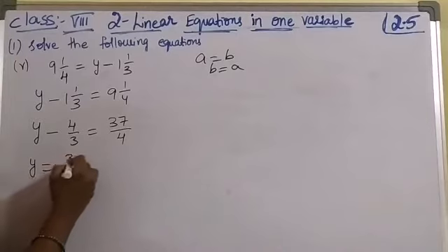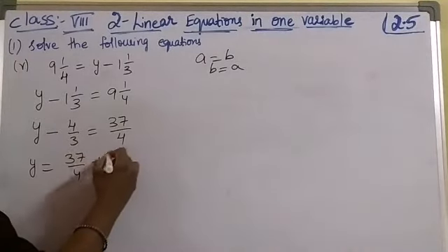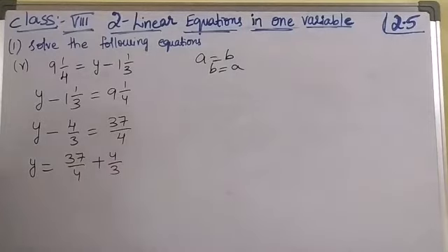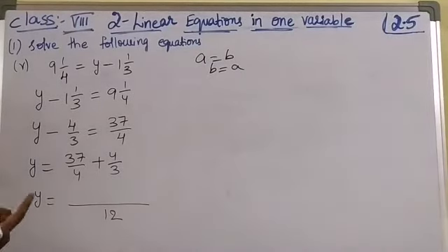So y equal to 37/4 minus 4/3, when it transposes to the other side it will become plus 4/3. Now we should go for LCM. 4 and 3 LCM is how much? 12, because 4 and 3 are co-prime numbers, right? Now 4, how many times will it go?